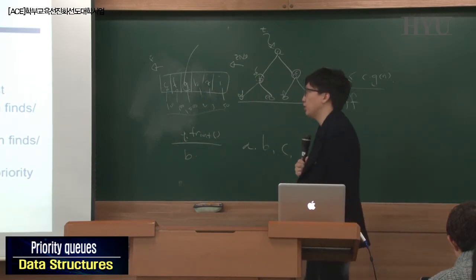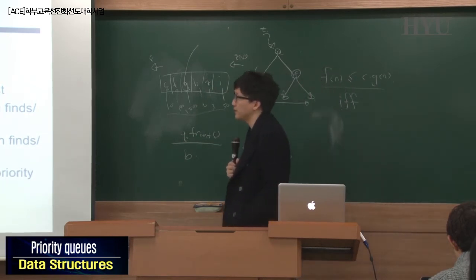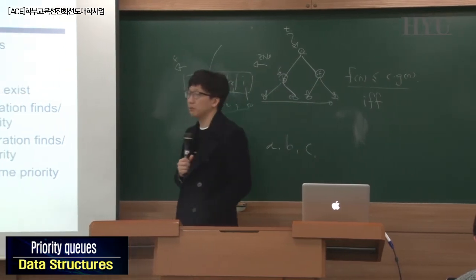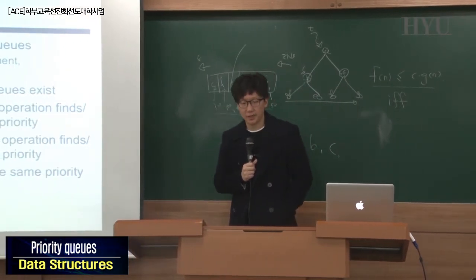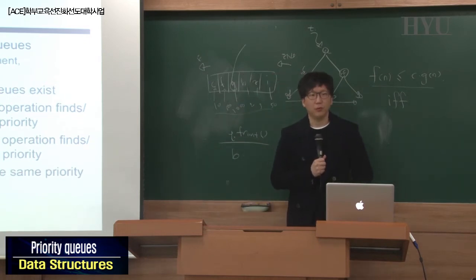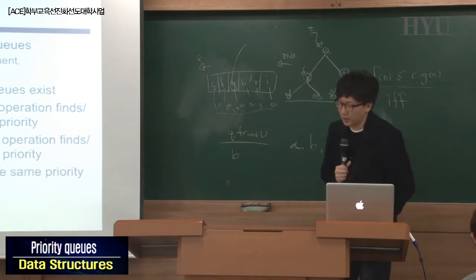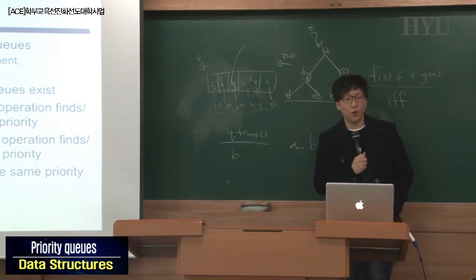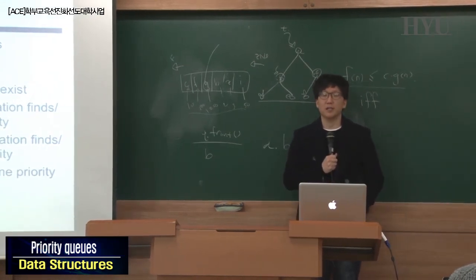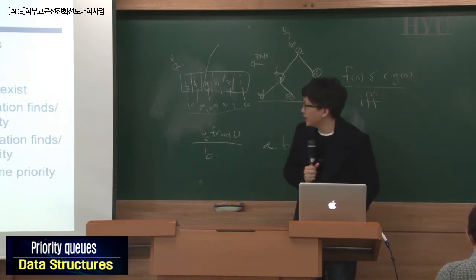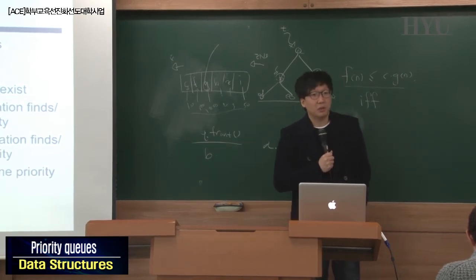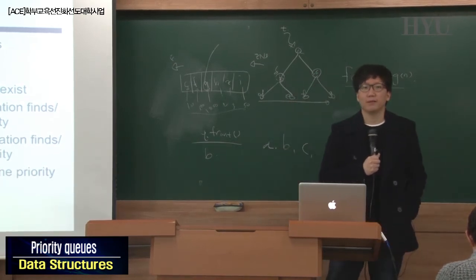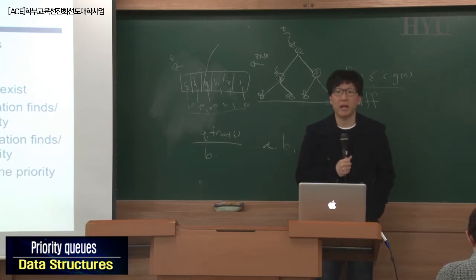In a min priority queue, the find and delete operation finds and deletes the element with the minimum priority. Minimum priority, whatever the reasons are. In max, the opposite. You take out the element with the maximum priority. Two or more elements can have the same priority. So priority can be duplicated. I mean, C and F can have the same priority value. Which one is taken out first? Maybe just pick one. If they have the same priority, it doesn't really matter.